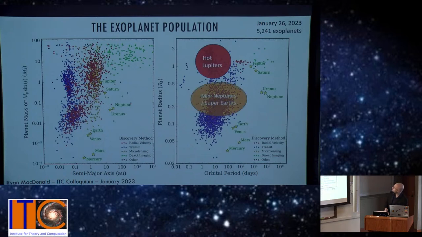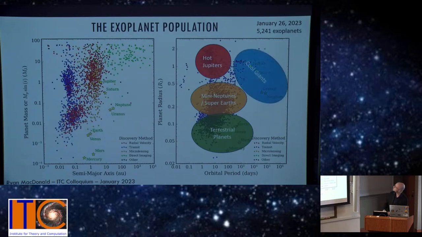But one of the big surprises really has been filling in this gap in radius space between the Earth and the ice giants, Neptune and Uranus, and discovering that the most common type of planet in our own galaxy are these mini-Neptunes or super-Earths, for which we don't really have much ground context for what these planets are actually like. And of course, then there are the terrestrial planets like Mercury, Venus, Earth, and Mars, and these cool giant planets that we're just starting to fill in now with direct imaging and radial velocity surveys, like the outer planets in our own solar system.